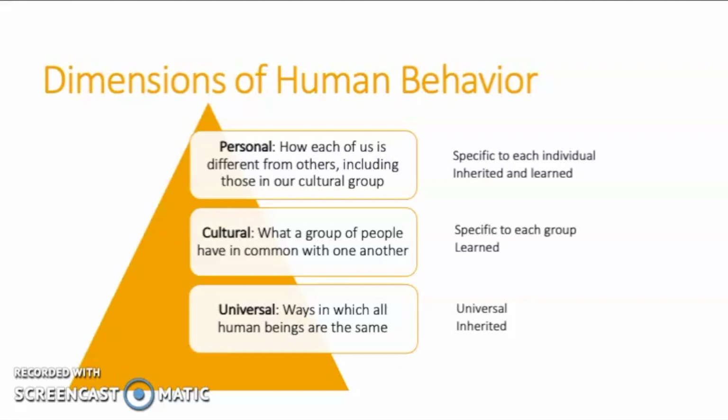Cultural is what a group of people have in common with one another, which is specific to the group and learned. These are the things that we've talked about before. This is what you learn is right or wrong, what you think is good or bad, acceptable, unacceptable. And then there's the personal level, which is how much each of us is different from each other. Remember I said personalities matter, and they matter within cultures. So even in our own cultural group, each individual will be different. So culture is just one dimension of human behavior and should be seen in relation to all the other dimensions, which is personal, cultural, and universal.